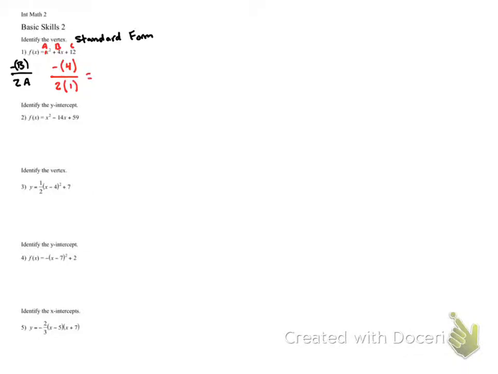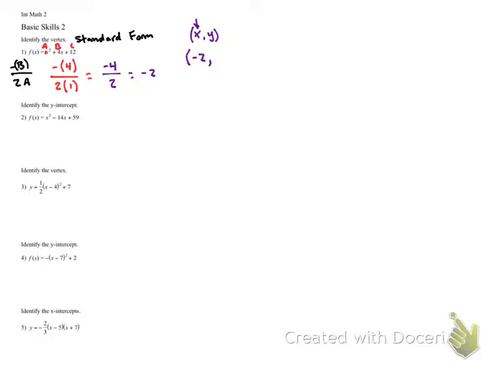Right. So once we simplify this, we have the x value of our vertex. Now remember, the vertex is a xy coordinate, and this will give us the x. That's what we're working on right now. So negative times 4 gives us negative 4. 2 times 1 gives us 2. Negative 4 divided by 2 gives us negative 2. So now we have the x value of our vertex.